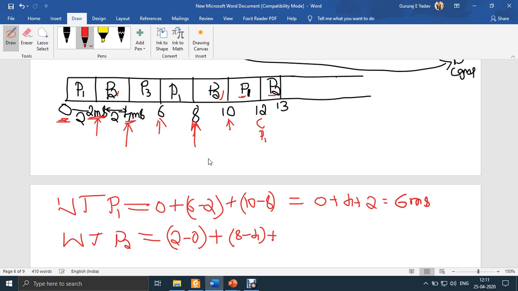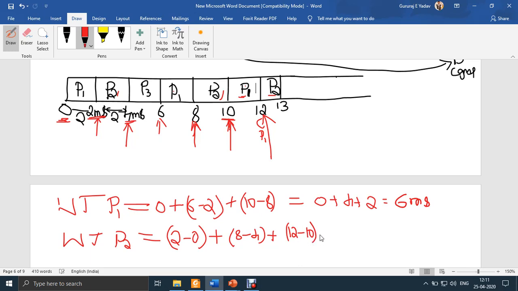Okay, plus. So one more waiting time will be there because P2 was scheduled 3 times. So from it was given the chance at 8, and it was again preempted at 10. Fine. So from 10, again when it was given the chance to execute, it was given the chance at 12. So again it waited from 10 to 12 to get its chance to execute. So that means it is 12 minus 10.